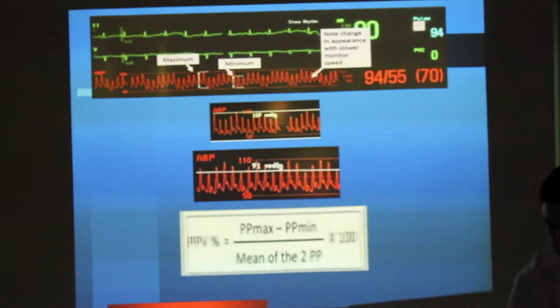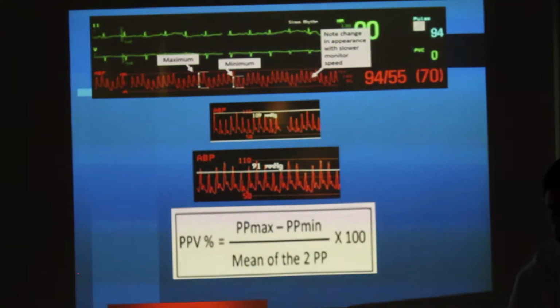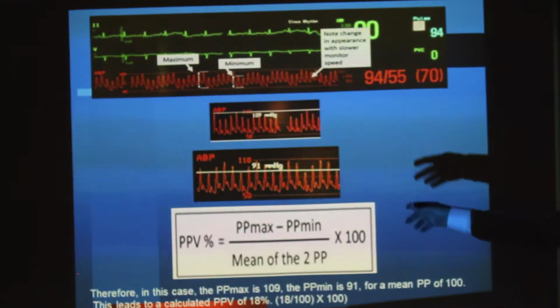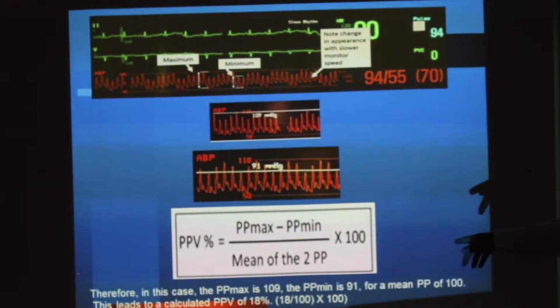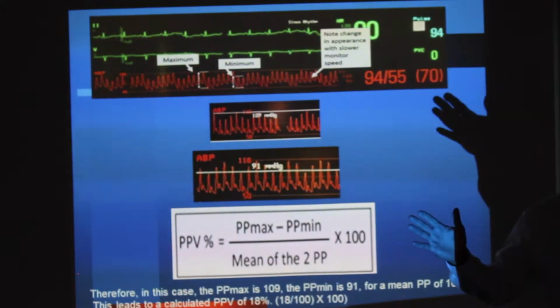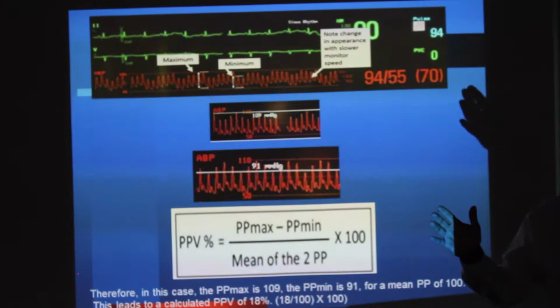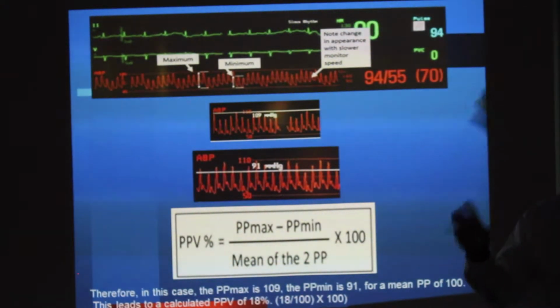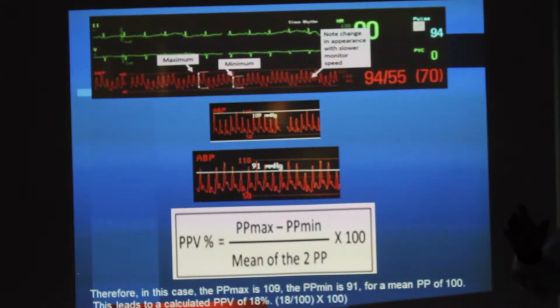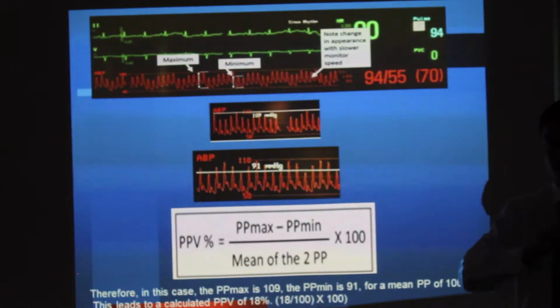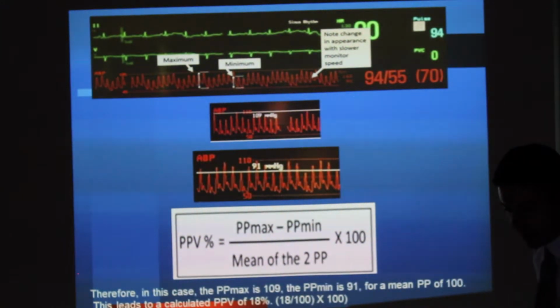And then we come up with the formula. If we calculate this case, 109 minus 91, divided by the mean, which is 100, multiplied by 100, you get about 18% pulse pressure variation. Which is point A or B? 18. A. Oh, that's great. So volume responsive. Yeah, A, remember. So point A, volume responsive, more than 13%.